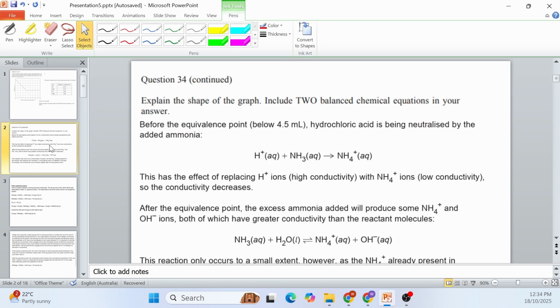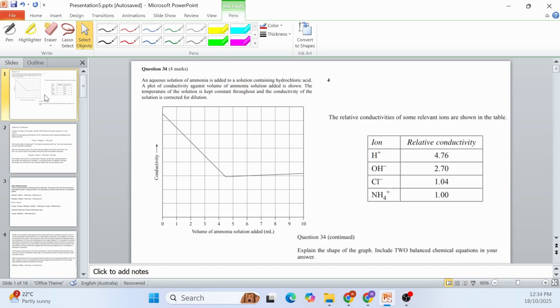So the whole point of this exercise is to look at the graph and identify what you think is happening in each portion. The other thing we need to understand is the relative conductivity of these different items. So we're going to start off the understanding from here, progress to the equivalence point, past the equivalence point. So this will be our whole journey.